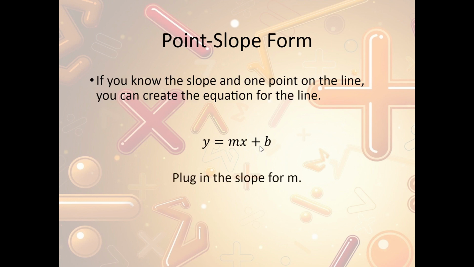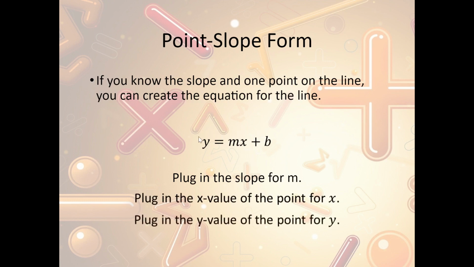And we plug in the slope for m. So whatever the slope that's given to us, we plug that in for m. We plug in the x value of the coordinate. So we're given some ordered pair, and we're going to plug in the x part here, and we plug in the y coordinate here, and now we're left with only one variable, which is b, and we could solve then for b and get the y-intercept.